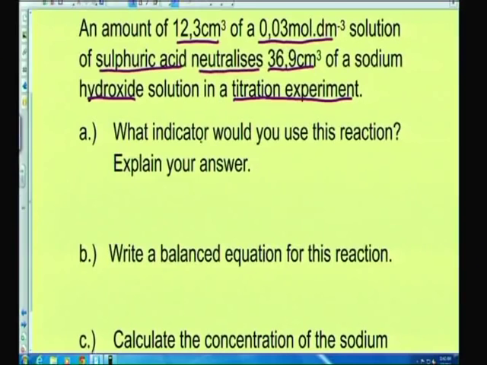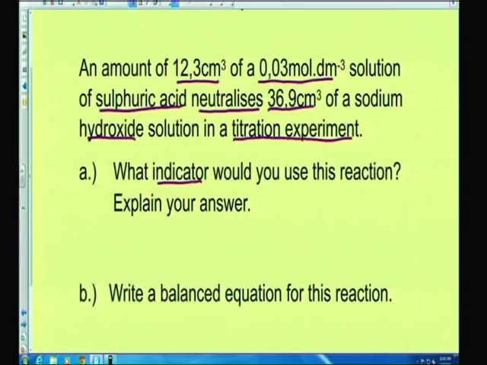It says, what indicator would you use in this reaction? Explain your answer. So have a very clear sense here. What do we know about indicators? We need to know what type of acid and what type of base we're dealing with. If we're dealing with a strong acid and a strong base, then we need to use an indicator that's going to have an equivalence point, an end point, around about 7, as close to 7 as possible.